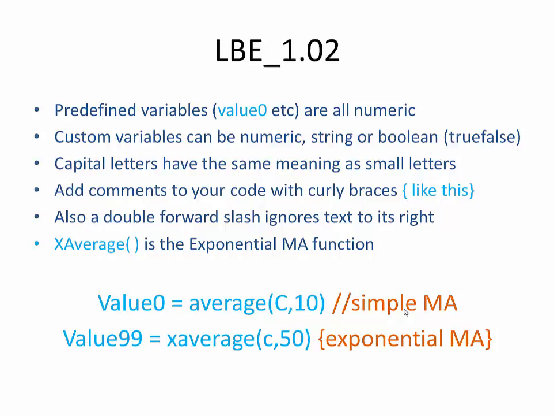XAverage is the exponential moving average function. So here we have value 0 holding the simple moving average and value 99 having the exponential moving average. There is one thing missing from each of these lines of code, and that, if you remember from example LBE 1.01, is the semicolon at the end of each line of code.